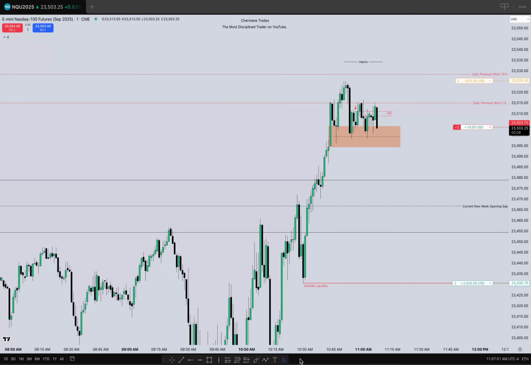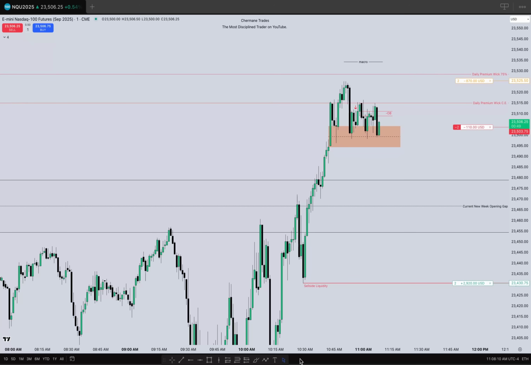And again, I'm still looking to add one more inside of that inversion fair value gap. If we can close past its midpoint or its low, then that'll give me confidence to trail my stop and then add one more.